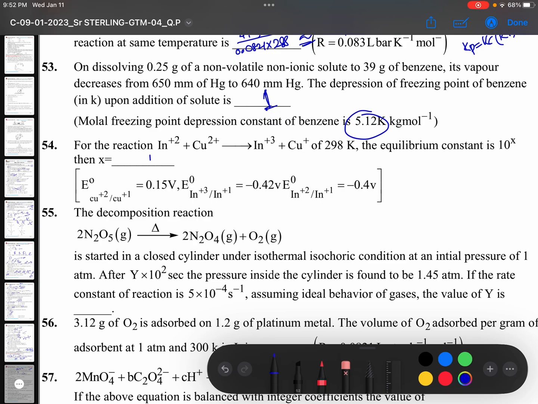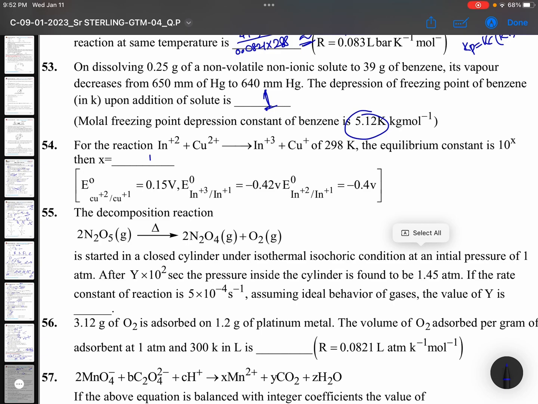Yeah, come to this one. Further reaction of In plus 2 plus Cu plus 2, In plus 3, sorry, Indium plus 2 to Indium plus 3, the equilibrium constant is... If you have time, if you have other questions possible, skip this question, because here you see copper is given, In plus 3 to plus 1 is given, In plus 2 to plus 1 is given. Here In plus 2 is becoming In plus 3. In plus 2 to In plus 3 value is not there. So you need to be very careful in this. From this data, you need to find out this one.